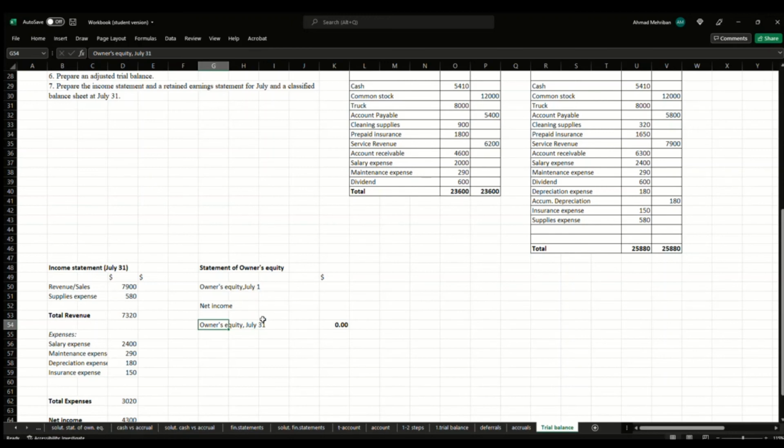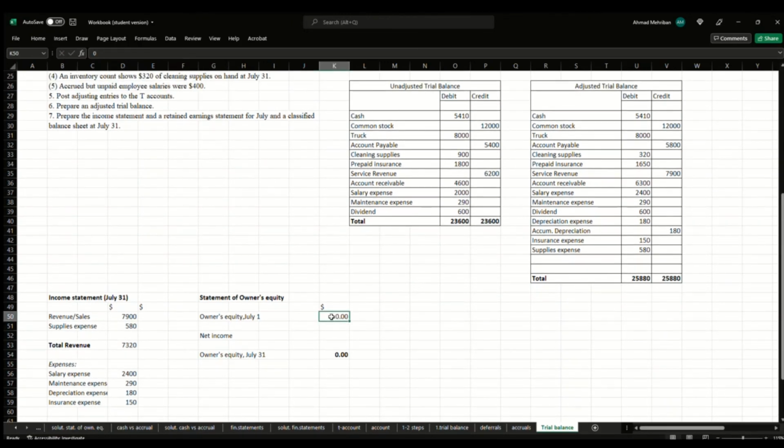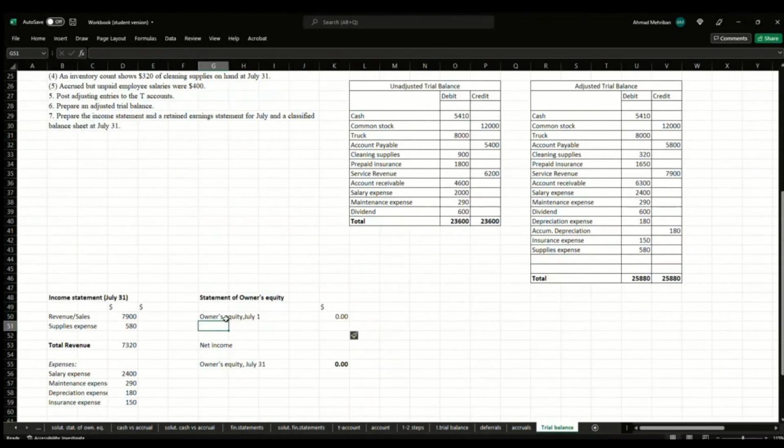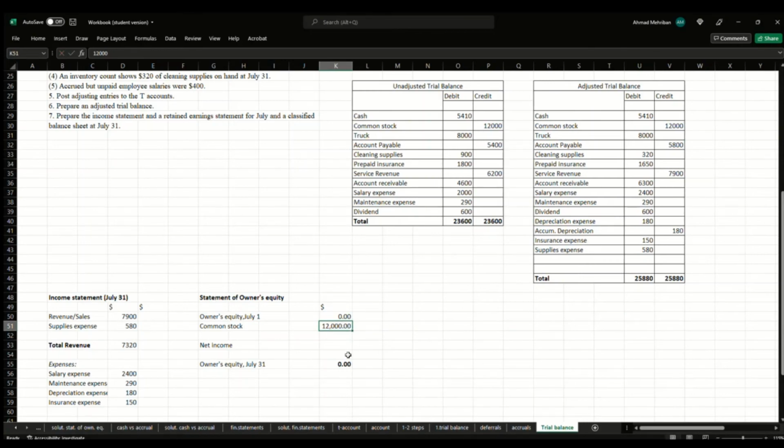So the owner's equity in the beginning was 0. They started the business in the beginning. Later they added in common stock. Let's insert that. Common stock was how much? 12,000. Common stock is 12,000. And I'll just increase this one.